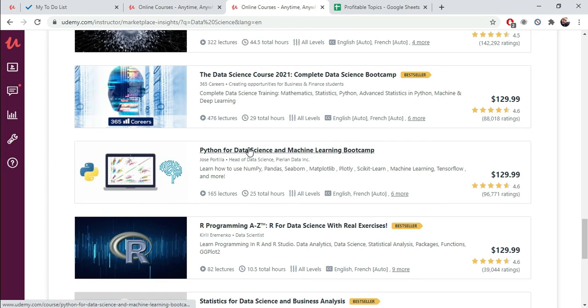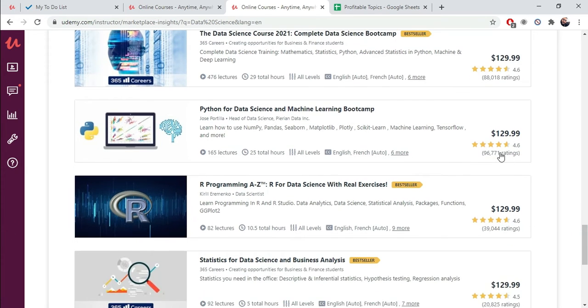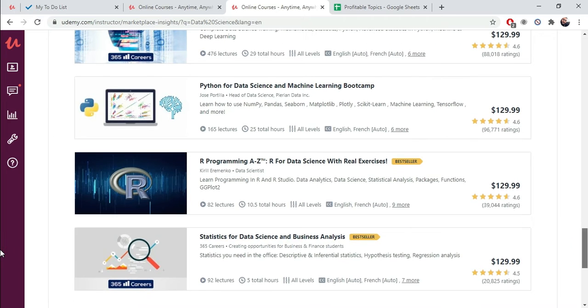Okay, Jose Portilla, Python for Data Science and Machine Learning. Again, those two keywords, Python and machine learning. As you can see here, an insane amount of ratings and reviews, 96,000, and the first one over 100,000, which is insane. And even when we created courses and wanted to compete with these guys a few years ago, these courses were already doing pretty well.